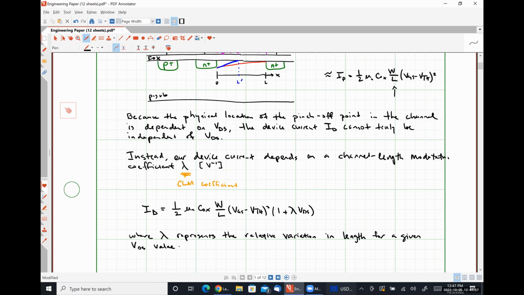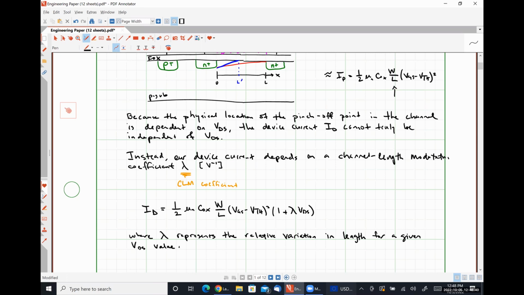VDS value. So what this means effectively is that if I have a long channel device and my drain source voltage exceeds VGS minus VTH by some amount, okay? If my channel length is very long, increasing that VDS voltage is not going to change the effective length of the channel very much. But for a very short channel device, that same change in VDS could cause a large change in the effective channel length.